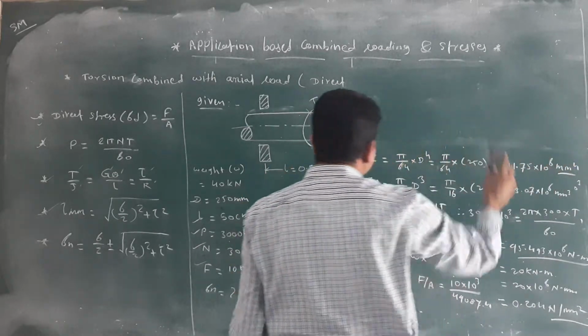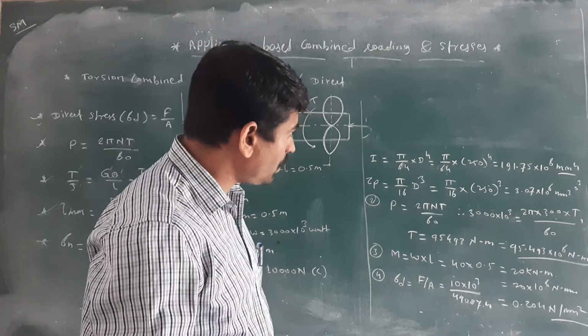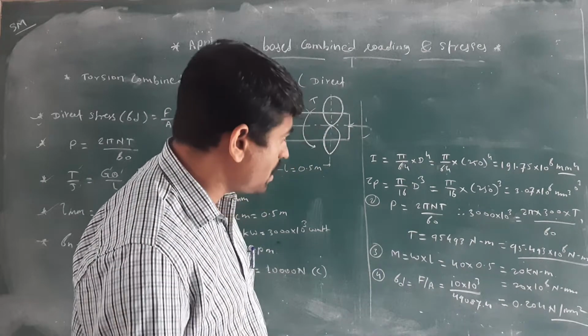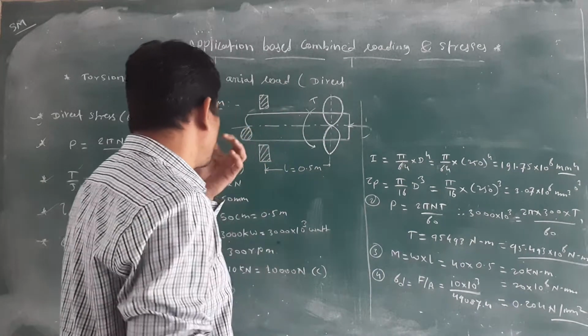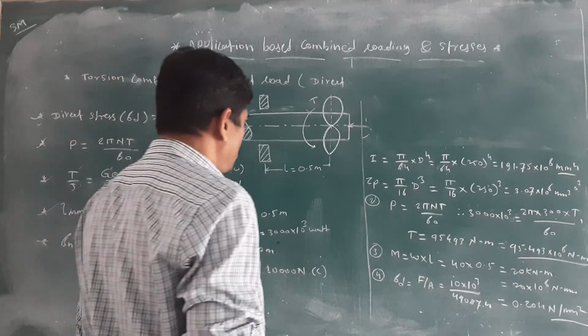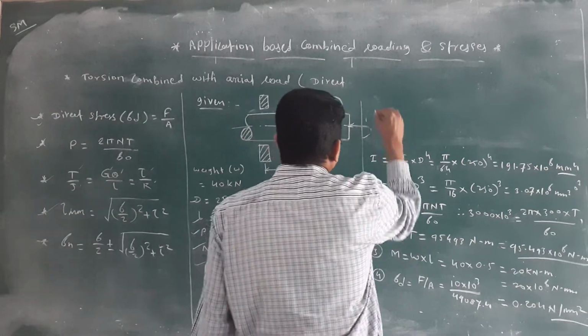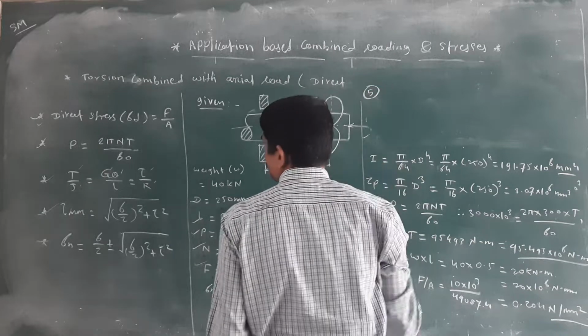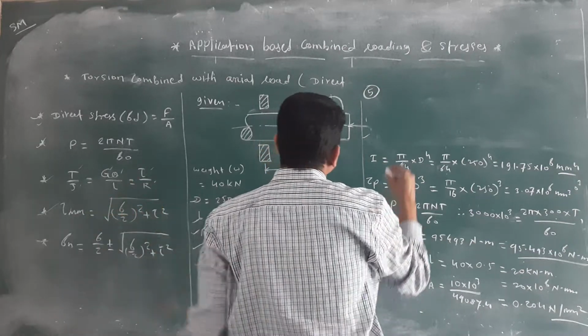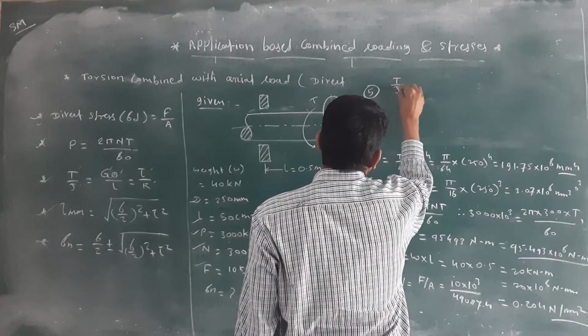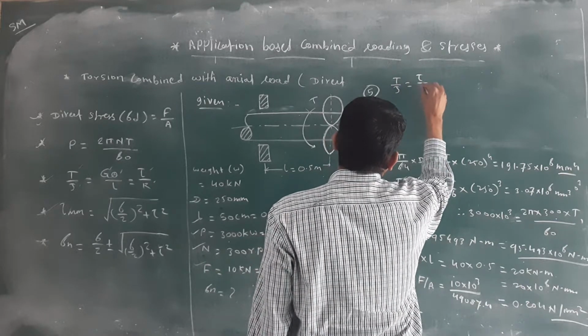Next, what do we want to calculate? We require the value of sigma b. Before that, we require the value of tau. How to calculate tau? You know the torsional formula: T by J is equal to tau by R.